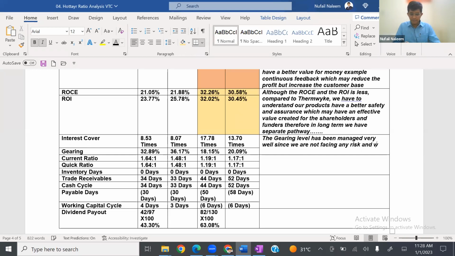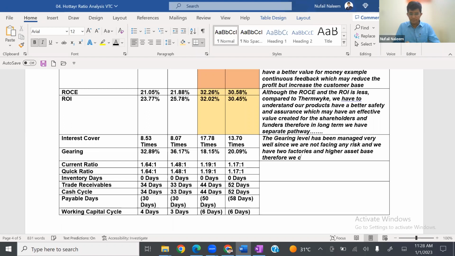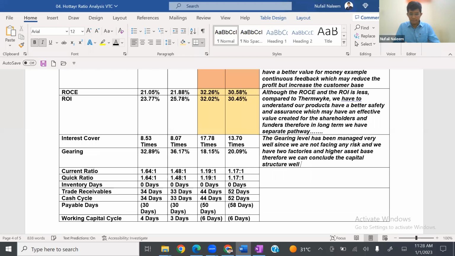And we have two factories. Correct, students? Yes or no? We have two factories and a higher asset base. Therefore, we can conclude the capital structure is well managed. Capital structure is what, students? Well managed. Agree, students? Well managed as well. Are you fine with that, students? Can I get a confirmation there? Any doubts?